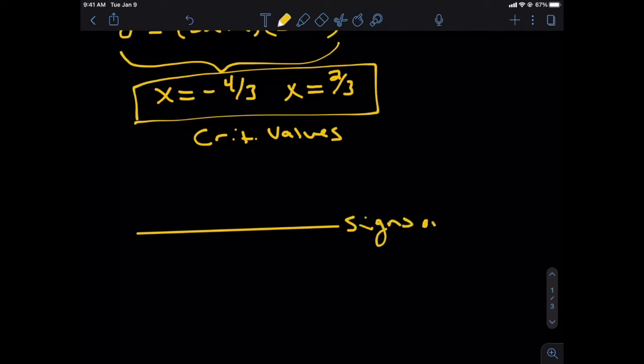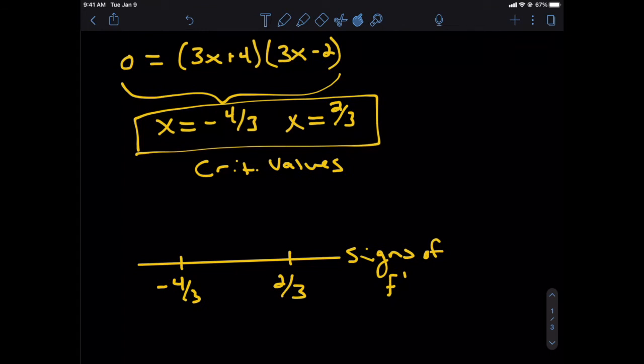We're going to set up a number line and call it signs of f prime. We'll put our two critical values on it, and then we'll figure out whether or not the derivative is positive or negative to the left, between, and to the right of these values. We'll start with the left-hand side. Pick a value that's less than negative 4/3 and plug it into the simplified f prime so that we can figure out whether the derivative is positive or negative to the left of that value. Remember, your specific answer is less important than whether or not it's positive or negative.